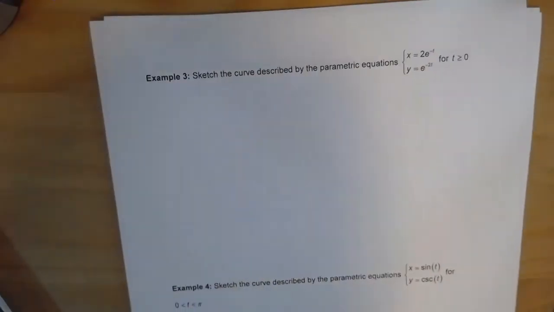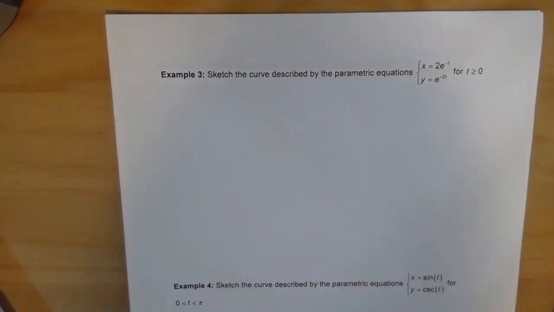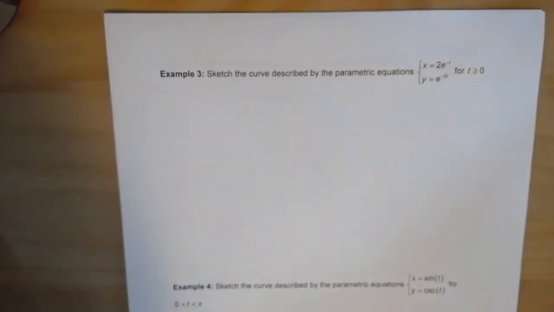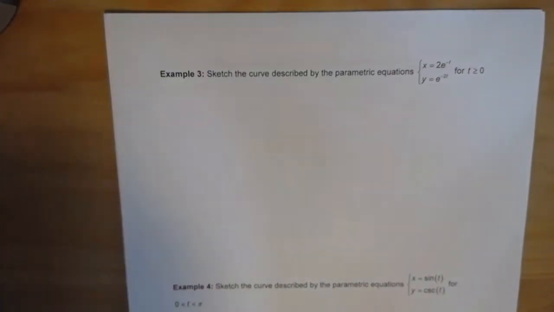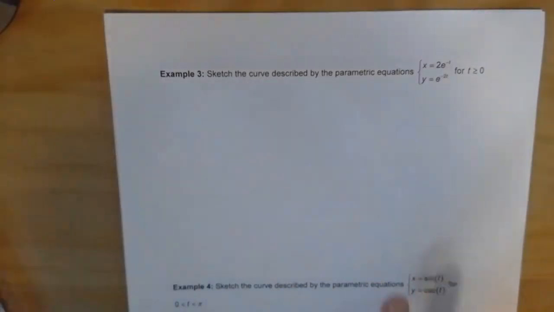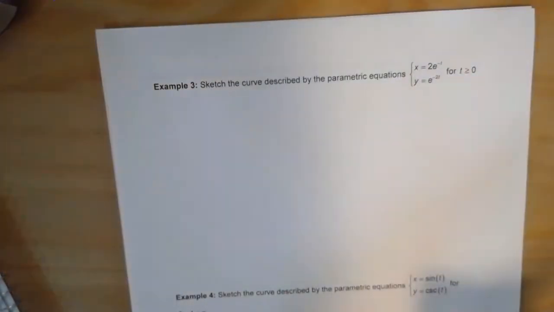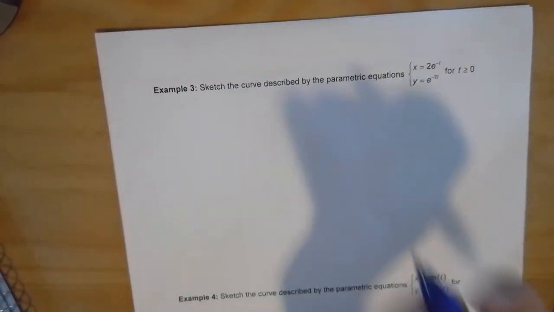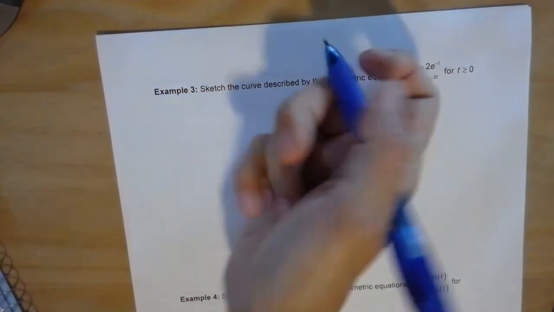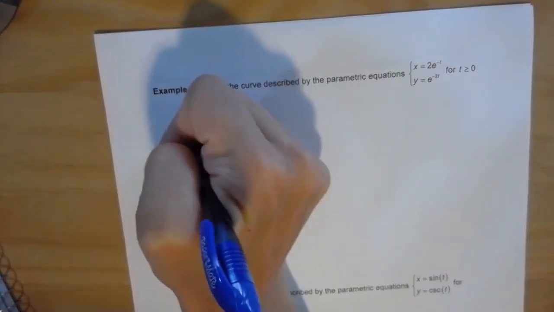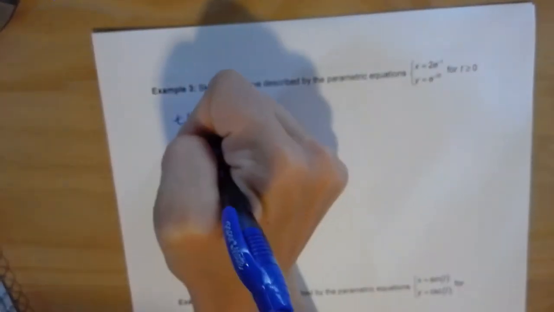Alright, now what we're going to do right now is still graph some parametric equations, but we are actually going to do it with other complex equations. Okay, so in example 4, first thing I'm going to do is do my table. So I have t, my x, and my y, and then my x, y.